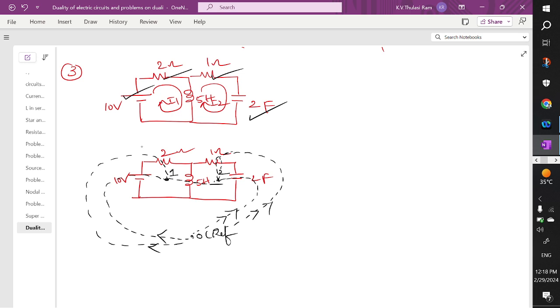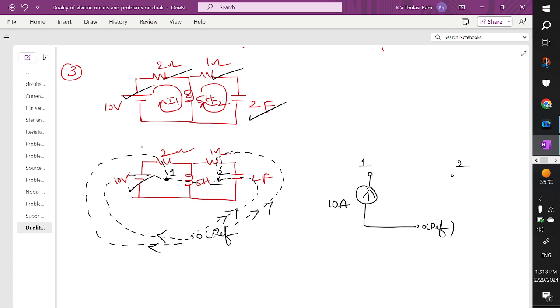So now redraw the network. This is node 1, this is node 2, this is the zeroth node or reference node. Between 1 and 2, what are the elements connected? You have a current source. Redraw it. What is the magnitude given here? 10 volts. Write down the magnitude as it is. The voltage given here, just write it down as a current.